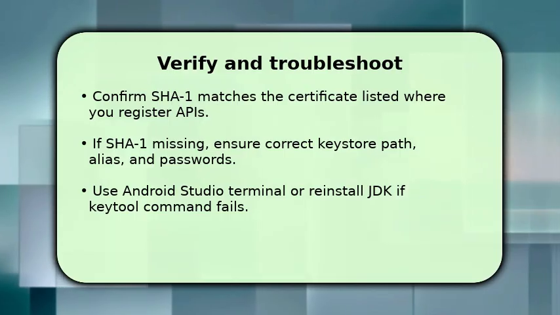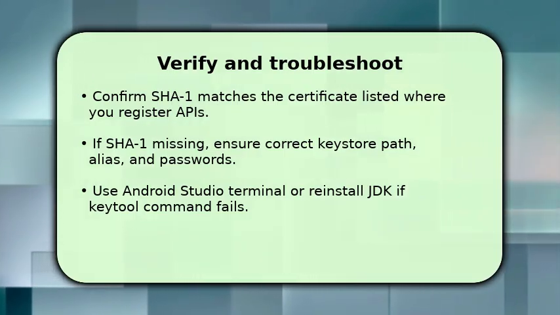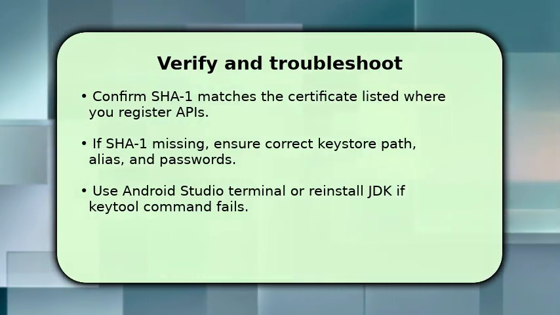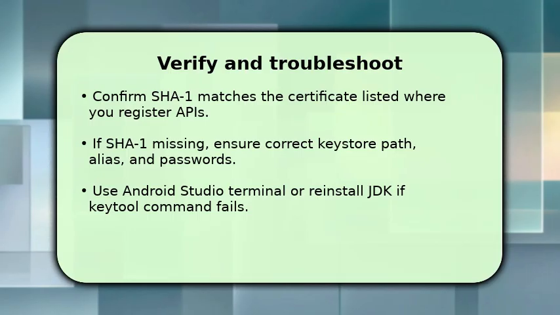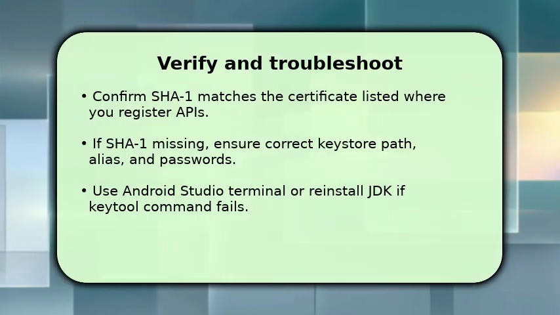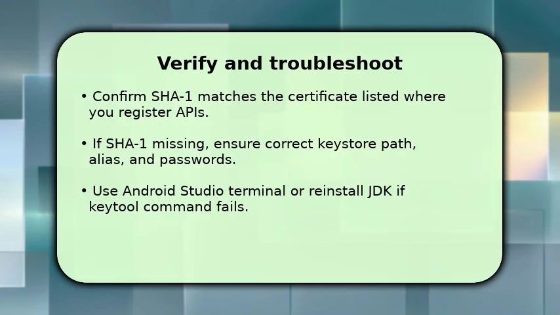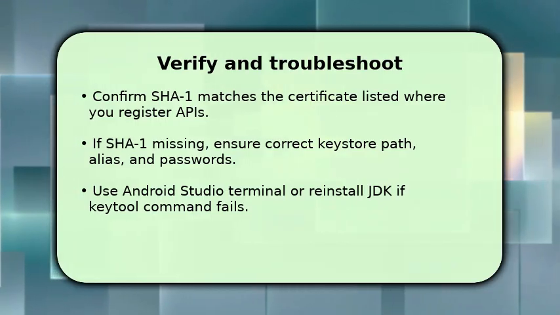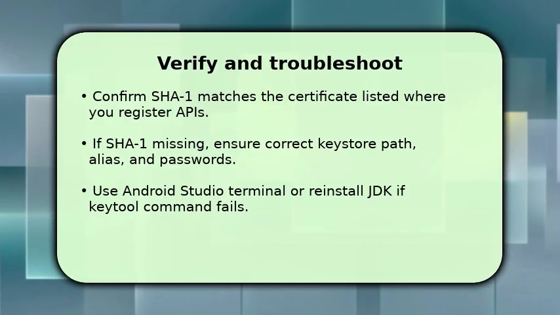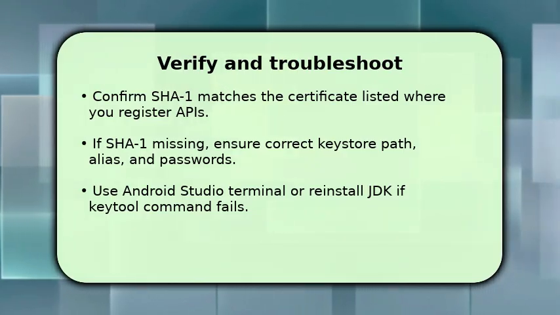If you do not see a SHA1, make sure you pointed to the correct keystore, used the right alias, and provided the correct password. Mismatches are the most common issue. If KeyTool is missing or errors out, check your JDK installation, or use the Android Studio built-in signing report.